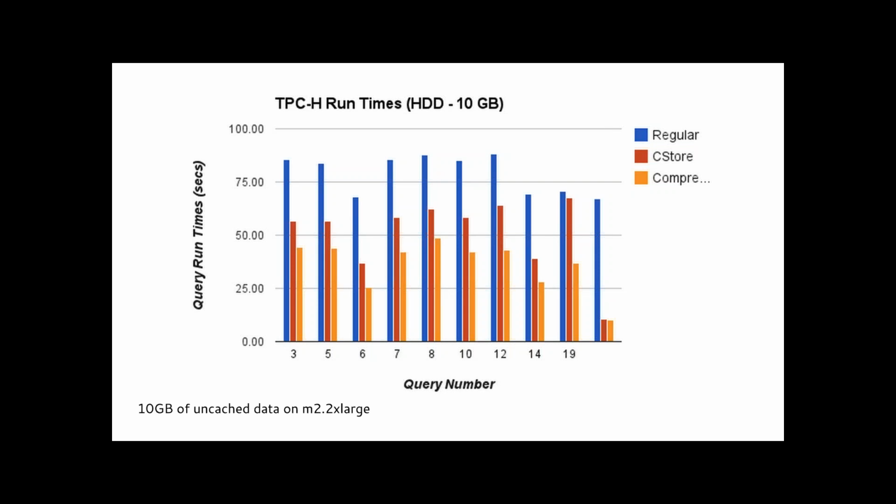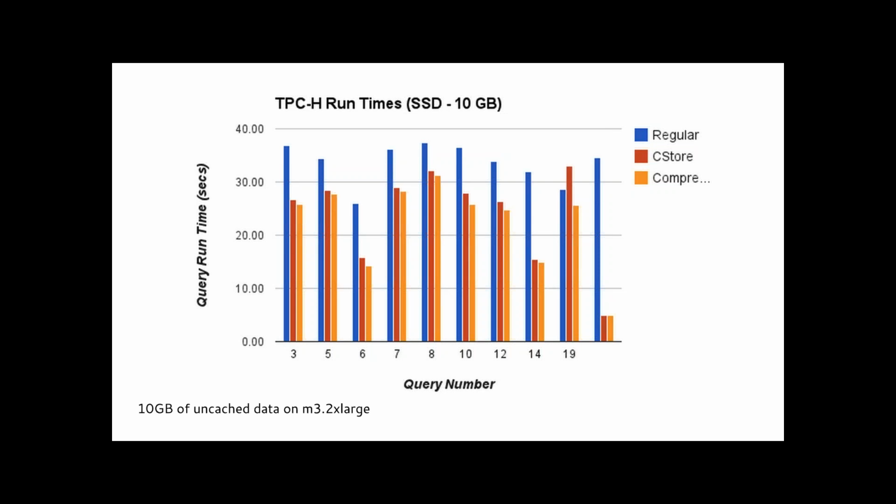The rightmost bars here, I don't have a label, unfortunately, but that is just a select count star from lineitem, which is the biggest table. So this is a very simple query which has basically a minimal amount of computation and it's basically just I/O. So in that case, you can see there's a huge difference between using C-store and using a regular table.